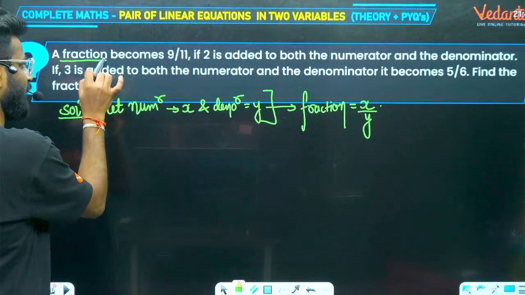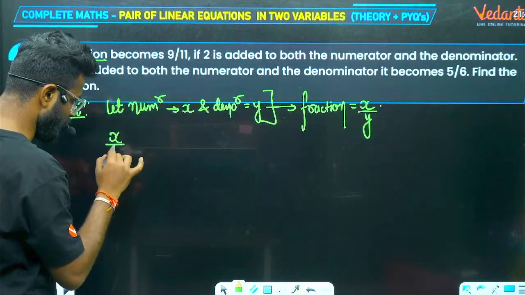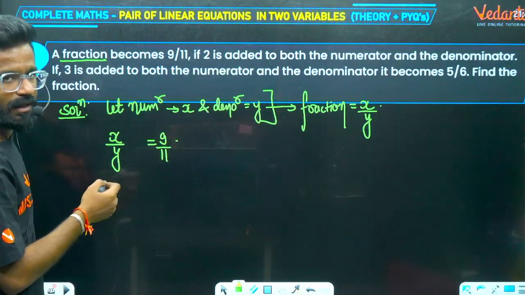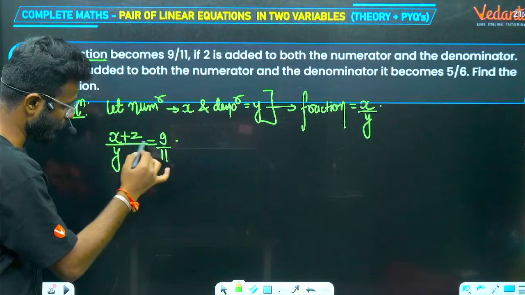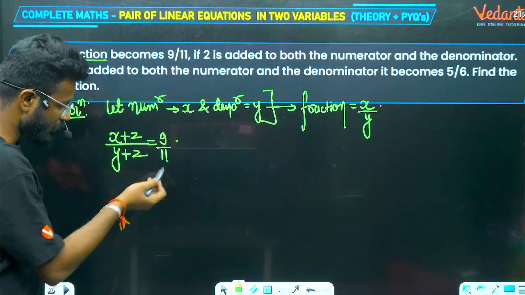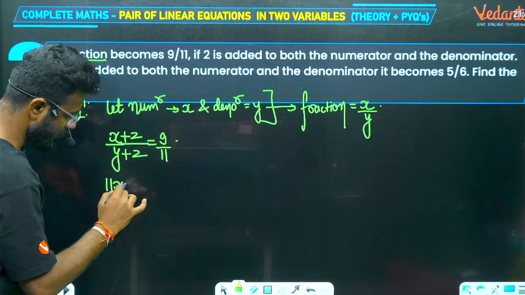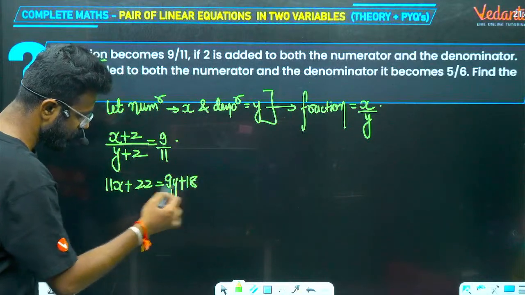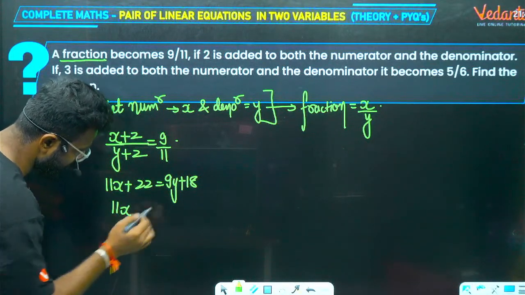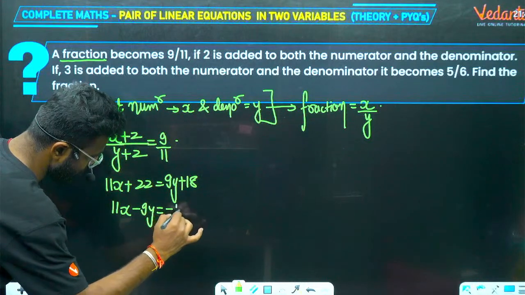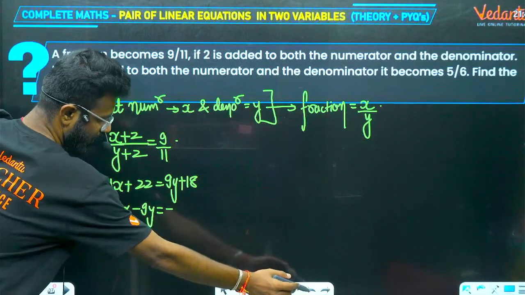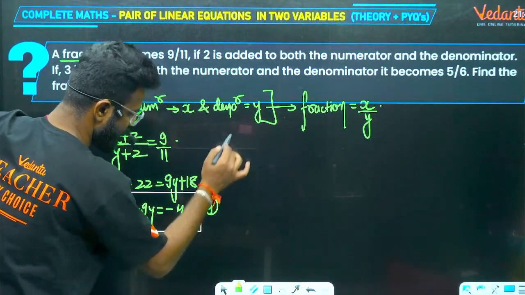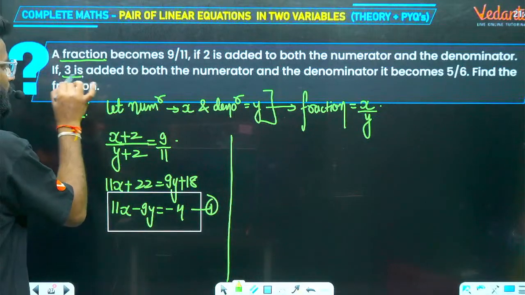See, a fraction becomes 9 by 11, means x upon y becomes 9 by 11 when 2 is added to both the numerator and denominator. Solve it. 11x plus 22 equals 9y plus 18. So simplify. 11x minus 9y equals minus 4. Simple. This is the required first equation, and the second equation you can get from here.